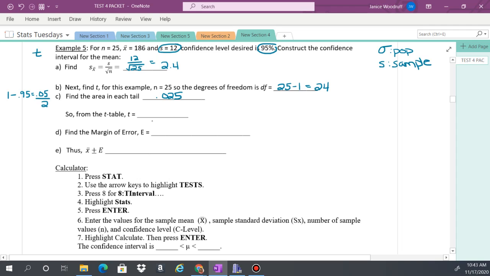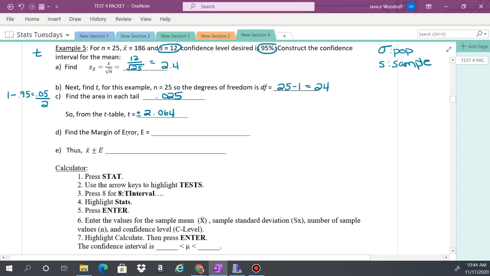Okay, so we are going to use 2.064. And remember, when you split it into the two sides, you're going to have the negative and the positive on either side. So it's plus or minus 2.064.